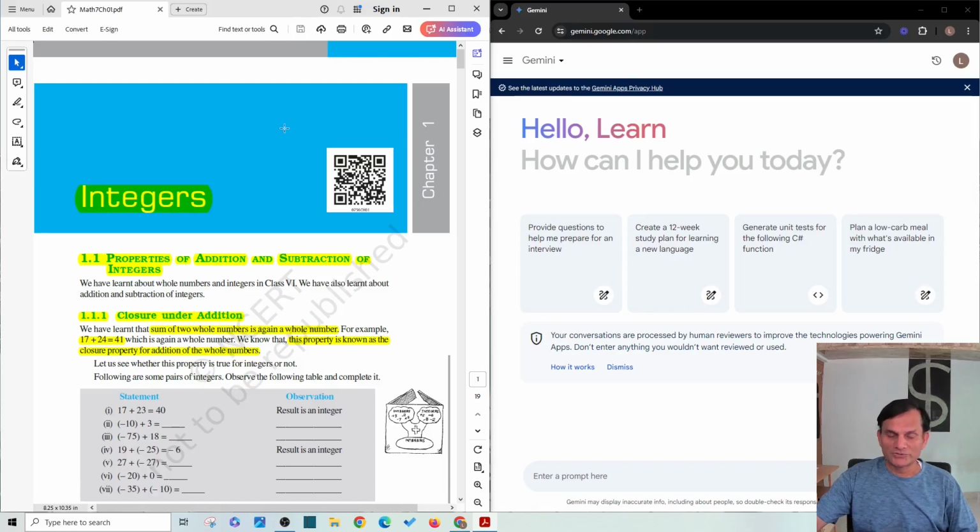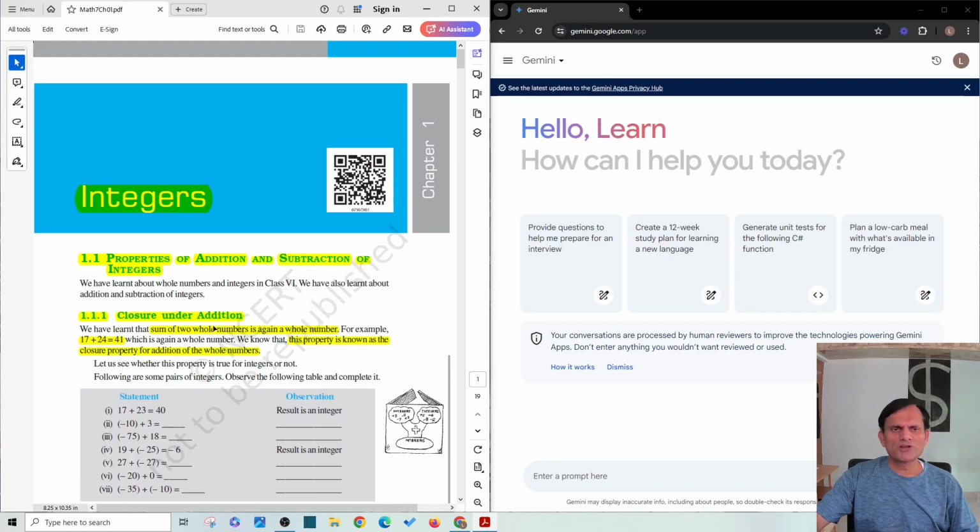Dear students, today I am going to teach you how to study with the help of AI. Here I am using Google Gemini to help our studies. Let us start. I am going to start integers, chapter 1 of class 7 maths. So here I am going to finish 1.1, properties of addition and subtraction of integers.